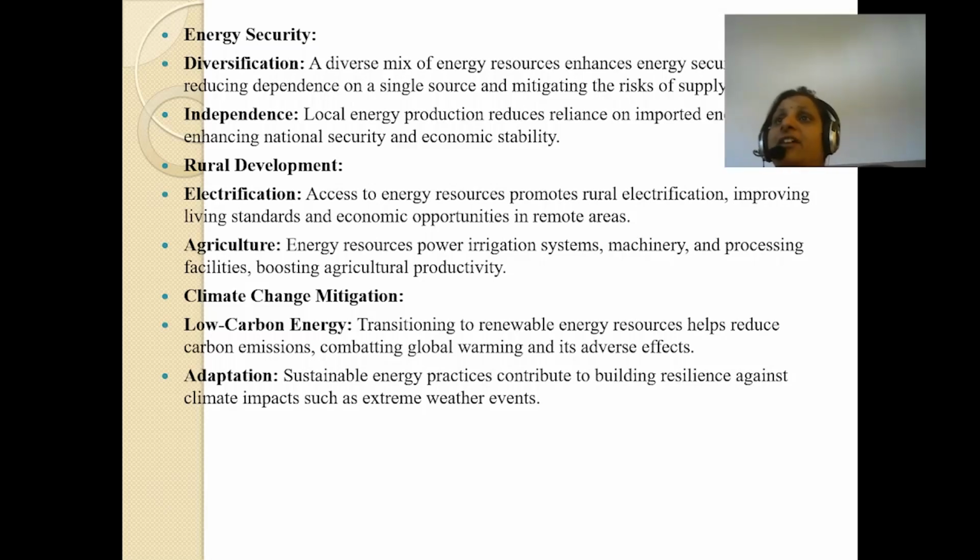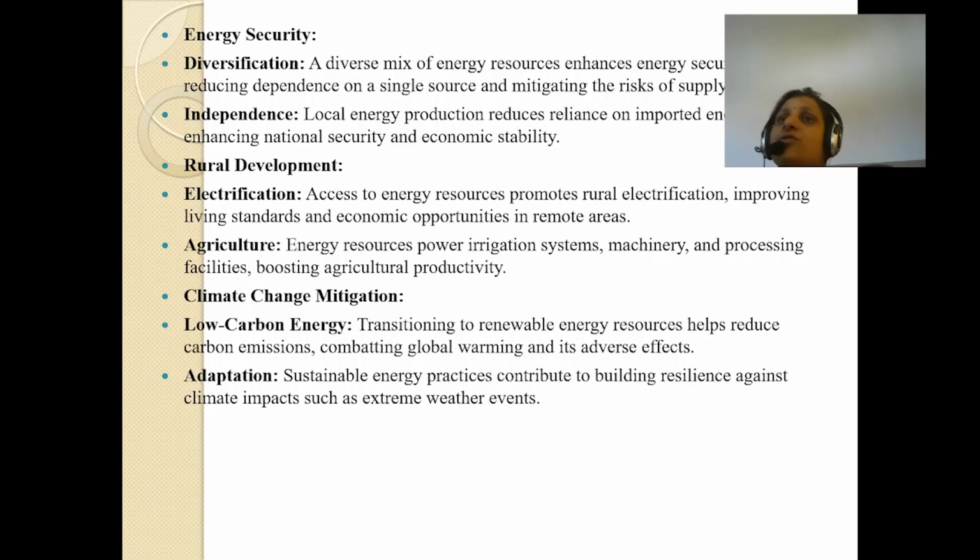Energy resources power irrigation systems, machinery, and processing facilities, boosting agricultural productivity. This energy also helps in promoting agricultural productivity. It helps the power irrigation system, it helps the machinery, it helps the processing facilities, and it helps in boosting agricultural productivity. So that is all about power for irrigation systems, machinery and processing facilities.